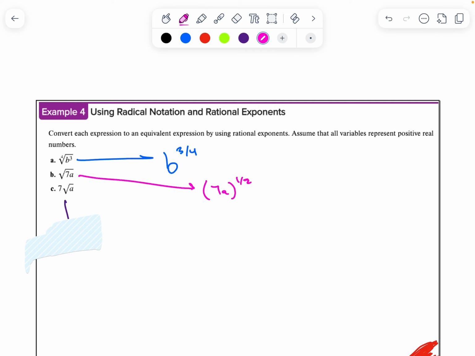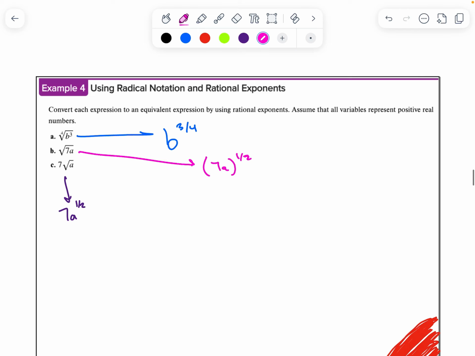Notice the difference in the next one. Only the a is in a square root, so it's 7 times a to the 1/2. The 7a altogether is not to the 1/2 here. Only the a is to the 1/2 power. In the next lesson, we're going to be looking at simplifying things with exponents as well, combining radicals using exponent rules, combining expressions using exponent rules.